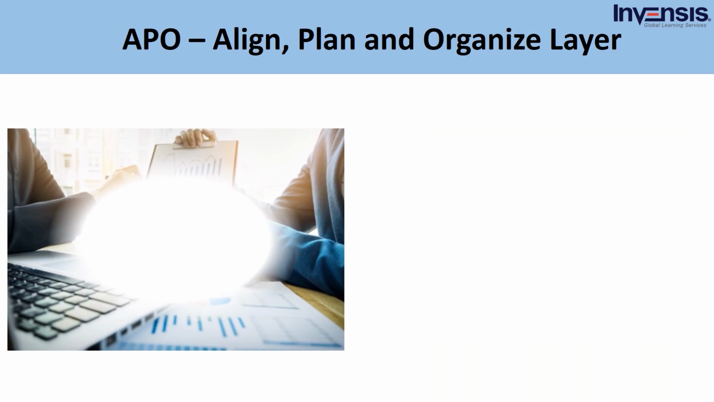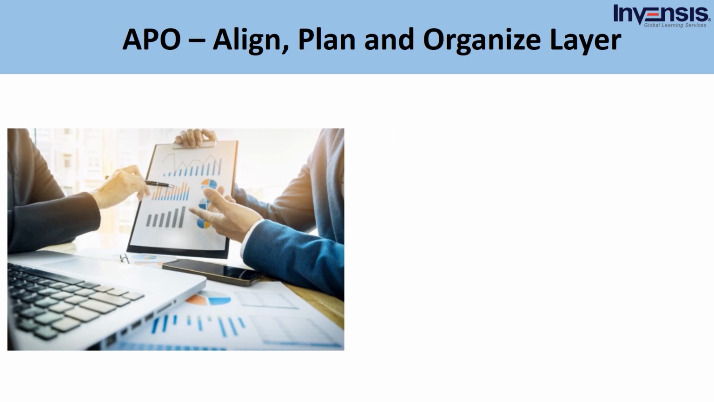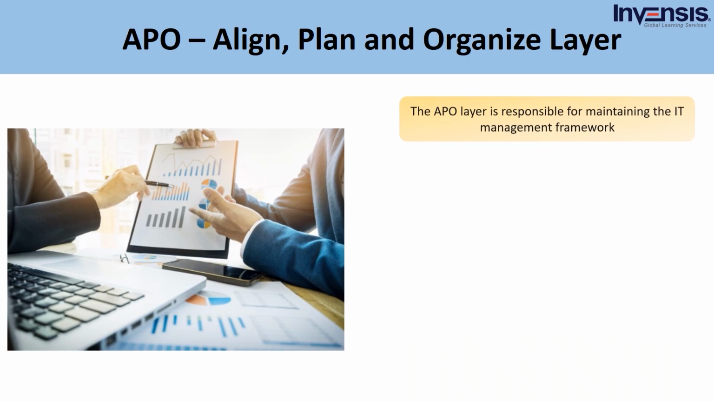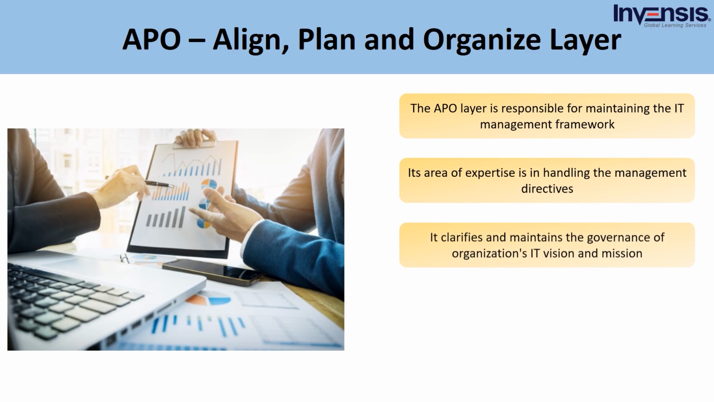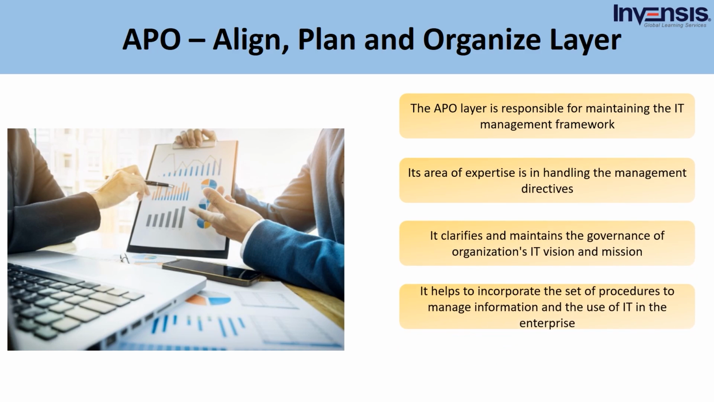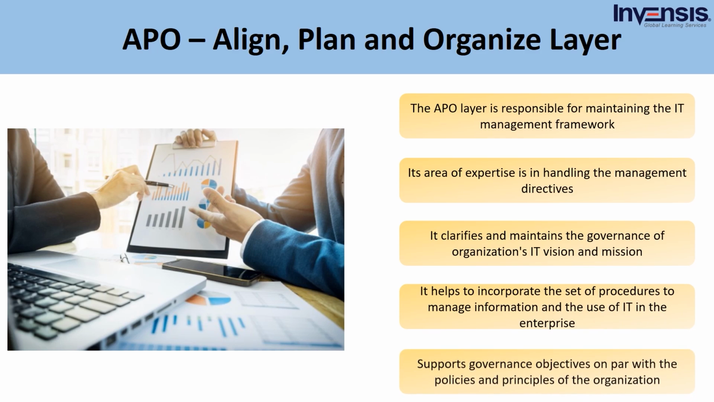The next one is APO layer or align, plan and organize layer. The APO layer is responsible for maintaining the IT management framework. Its area of expertise is in handling the management directives. It clarifies and maintains the governance of organizations' IT vision and mission. It helps to incorporate the set of procedures to manage information and the use of IT in the enterprise. Supports governance objectives on par with the policies and principles of the organization.